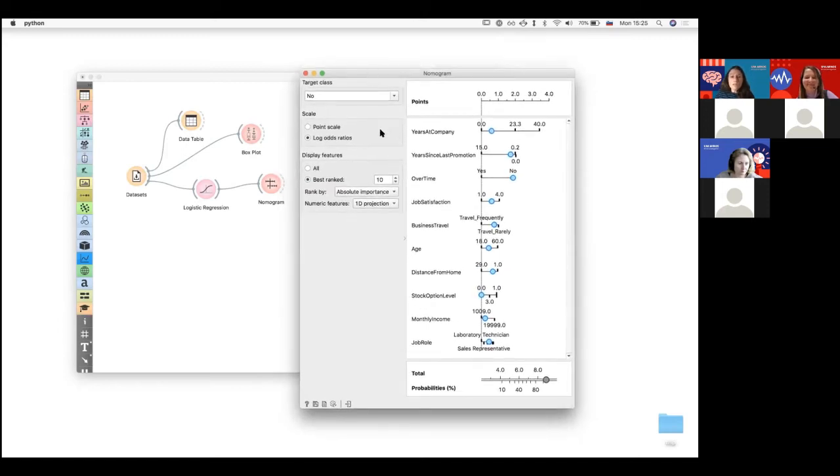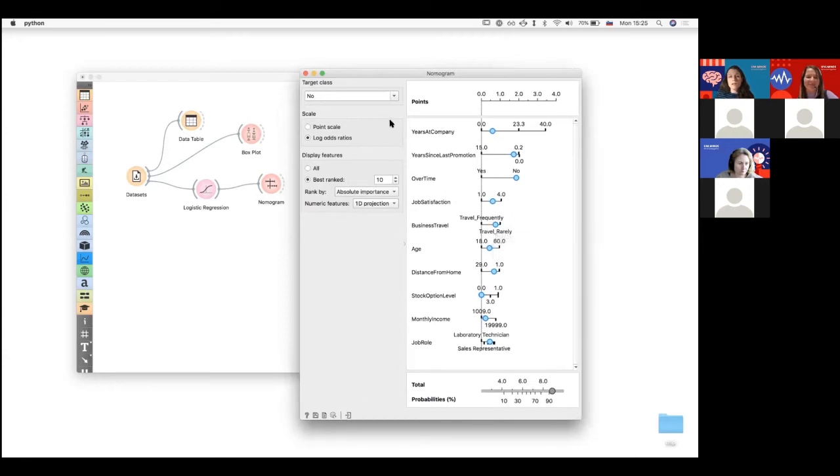So here we see the nomogram, and I will try to explain what we see here. First, I will change this target class. Here I'm asking the nomogram to show us probabilities for no, so people that have not left, and I will change it to yes, because I want to know what is specific about the people that quit the company. If you see the visualization, it's just mirrored, because these are exact opposites. In more complex applications we would have different features, different lengths, but here it's just the other way around.